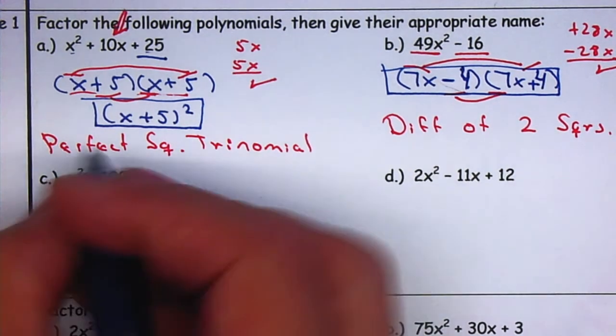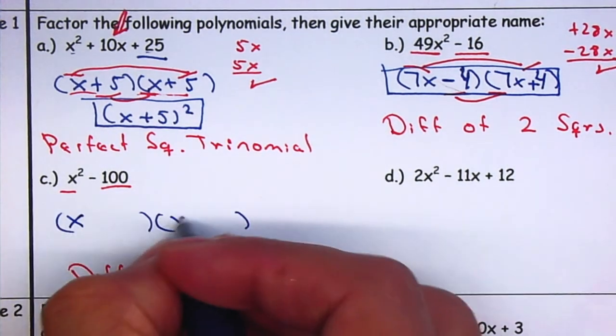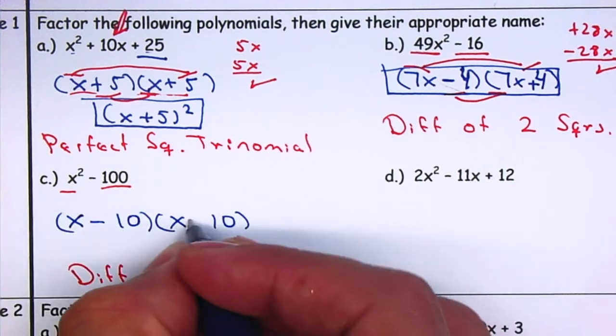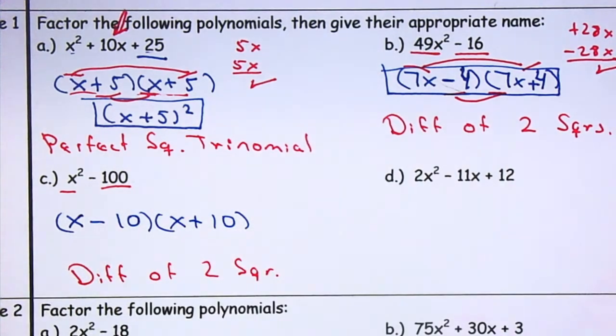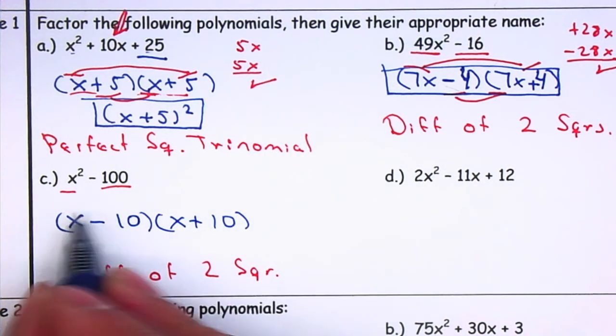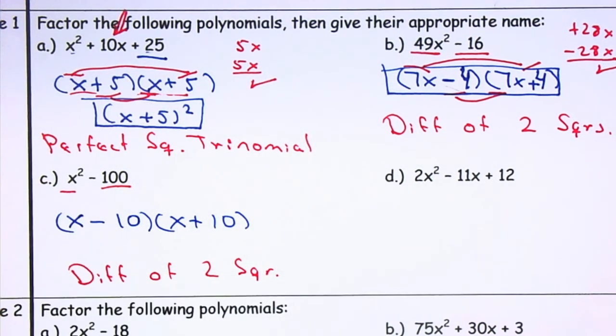And I'm going to factor it. Factors of x squared will give me x and x. Factors of 100 gives me 10 and 10, 1 negative and 1 positive. If I multiply it together, it gives me positive 10x minus 10x. There's no term in the middle, so it's perfect. That works.